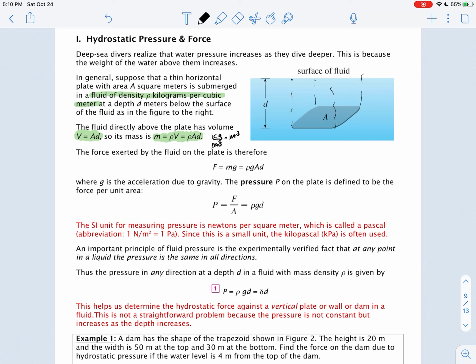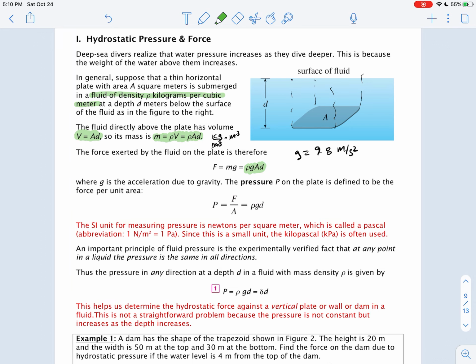And then we know from physics that force is equal to mass times acceleration, and we usually use g equal to 9.8 meters per second squared, because that is the acceleration due to gravity. So in order to get to force units, which are in newtons, we would want to multiply by 9.8. So we just take that formula, force equal to mass times acceleration, and the force here is going to be that density times that g times that area times depth, which was that volume.